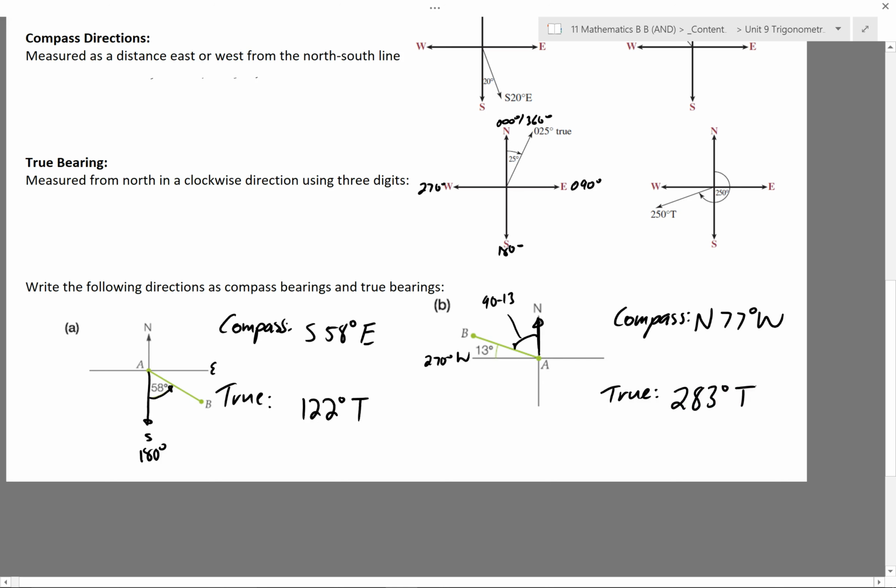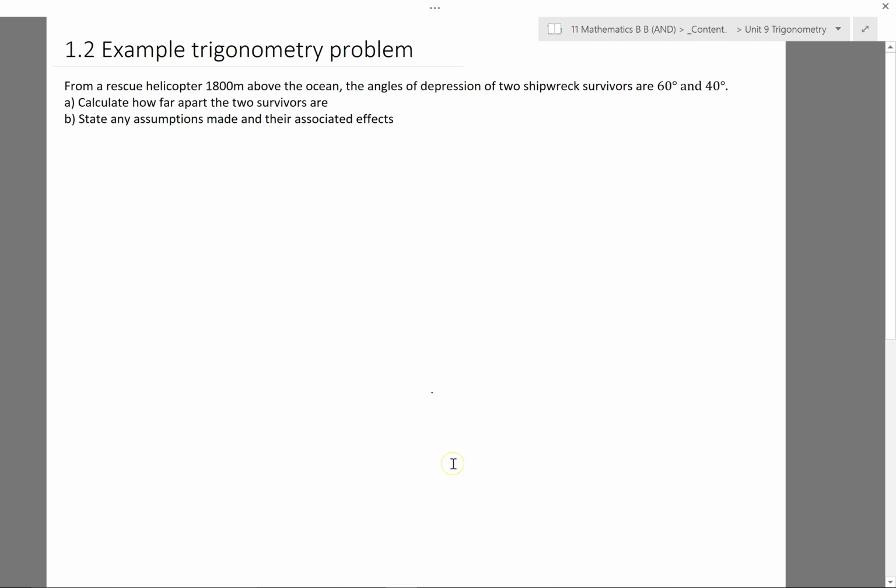Any questions? Too bad. Using those skills, here's a problem for us to have a crack at from a rescue helicopter 1800 meters above the ocean. So I'll draw my helicopter. Angles of depression, so here's my ocean, to 2 shipwreck survivors, 60 degrees and 40 degrees. So I've got 2 survivors here. Call them, say, A and B to be creative.